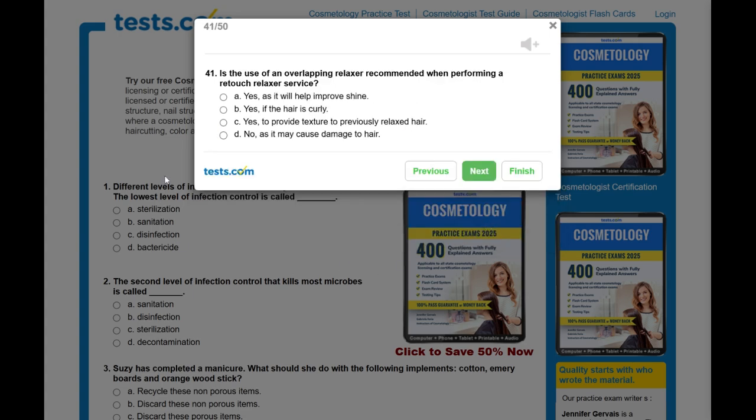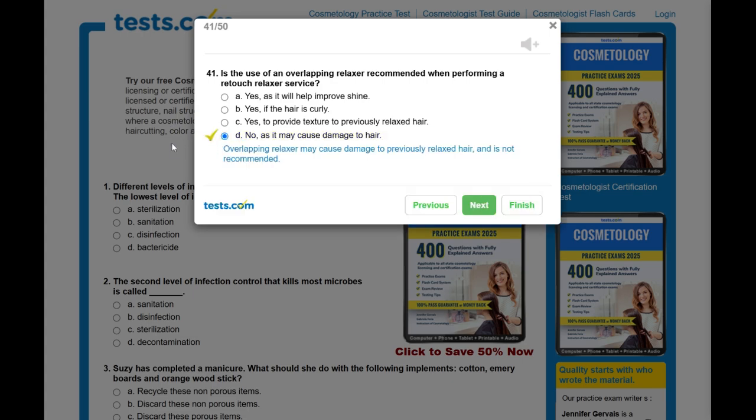Question 41. Is the use of an overlapping relaxer recommended when performing a retouch relaxer service? A. Yes, as it will help improve shine. B. Yes, if the hair is curly. C. Yes, to provide texture to previously relaxed hair. D. No, as it may cause damage to hair. Overlapping relaxer may cause damage to previously relaxed hair and is not recommended.